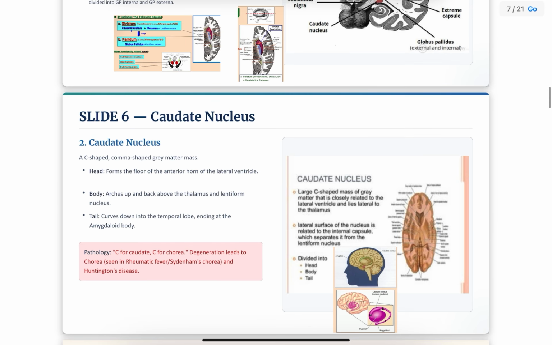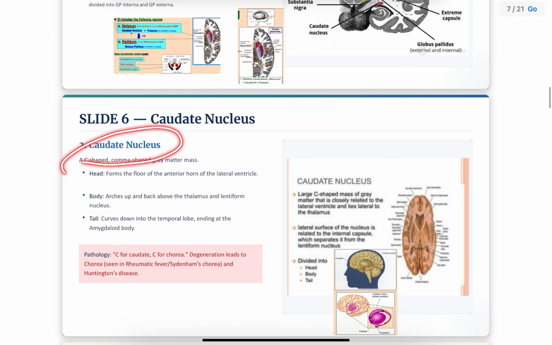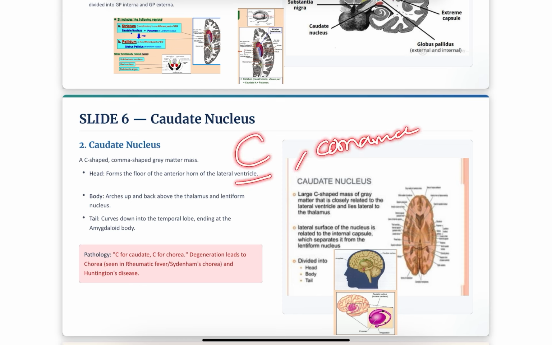Now let's get moving and talk about the second major component of the corpus striatum, which is the caudate nucleus. The easiest way to recognize it is that it's going to be C-shaped or comma-shaped gray matter. It has three parts: the head, the body, and the tail. The head will basically form the floor of the anterior horn of the lateral ventricle.